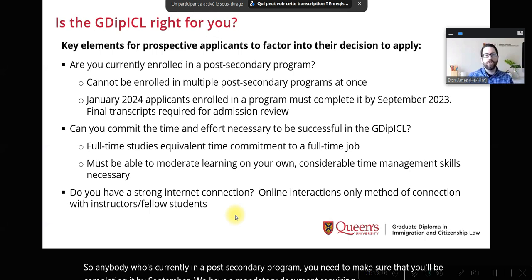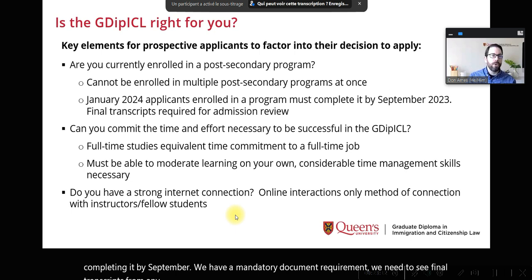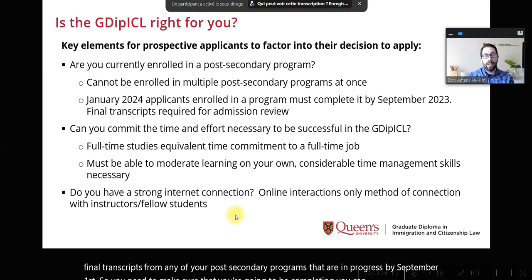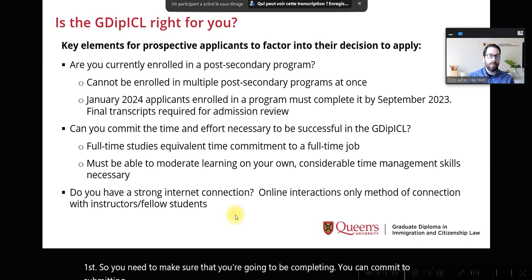We need to see final transcripts from any of your post-secondary programs that are in progress by September 1st. So you need to make sure that you can commit to submitting final documents, and we'll be able to review them for the admissions process.